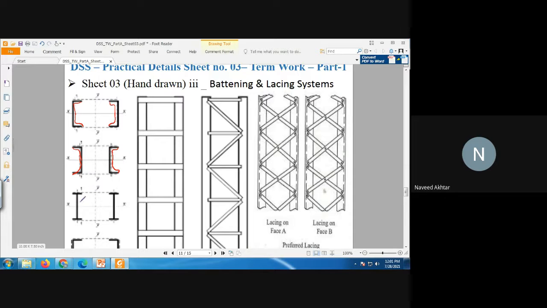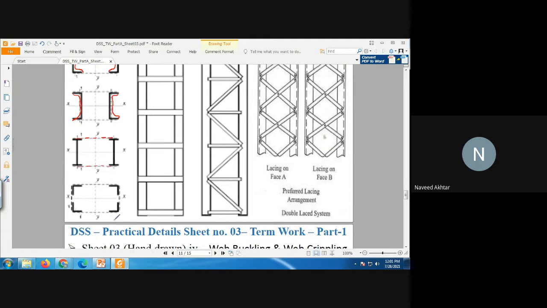Here two I-sections are connected with the plates. This dotted line is nothing but your batten plates, or lashing plate, you can say. Okay, and then four channel angle sections are connected and make a column.